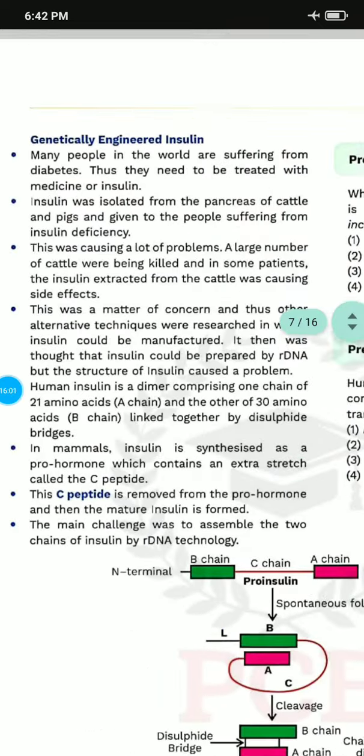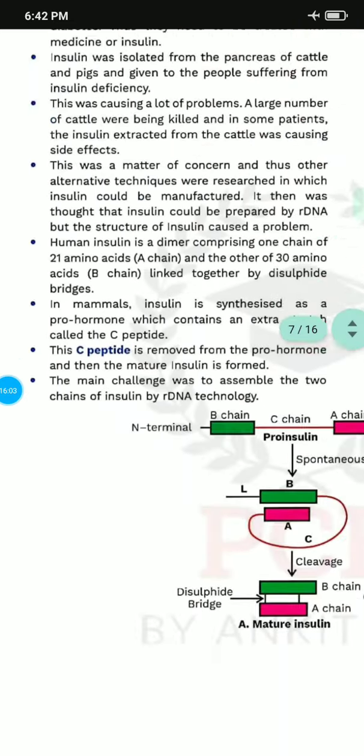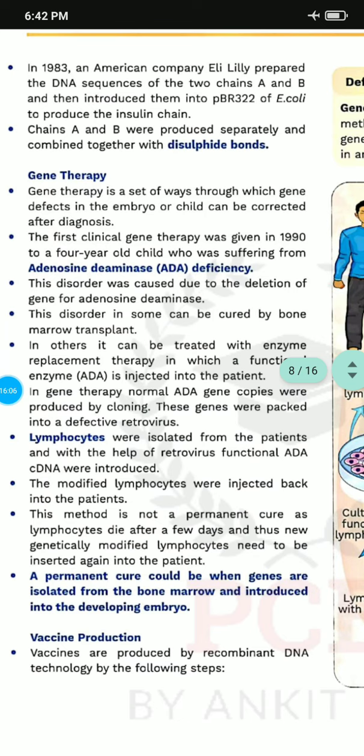The second one is gene therapy. So what is gene therapy? Gene therapy is a set of ways in which a gene defect in an embryo or child can be diagnosed and corrected. The first clinical gene therapy was given in 1990 to a 4-year-old child suffering from ADA deficiency, adenosine deaminase. This disorder is due to deletion of the gene for adenosine deaminase.